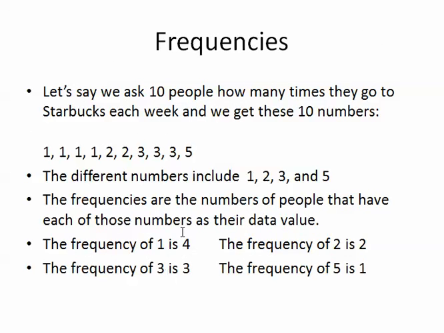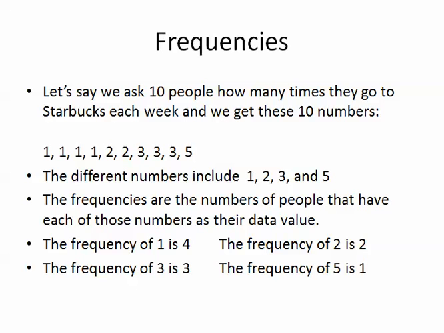Here's another example of frequencies. Let's say we asked 10 people how many times they go to Starbucks each week, and these were their answers. Right here I'm showing you what the frequencies are. We have 4 1s, we have 2 2s, we have 3 3s, and we have 1 5. So that's why these are the different frequencies down here. Since 1 appears 4 times, 1 has a frequency of 4. Since 3 appears 3 times, then 3 has a frequency of 3, and the same thing is true for these two numbers over here.